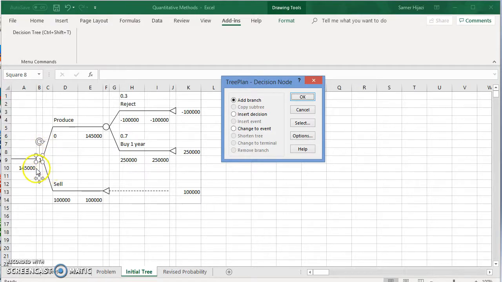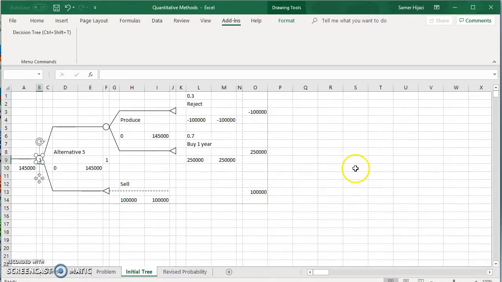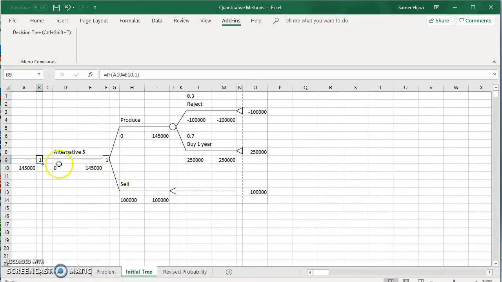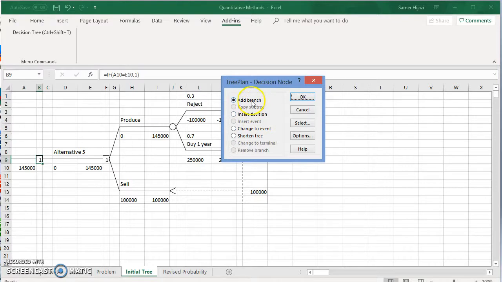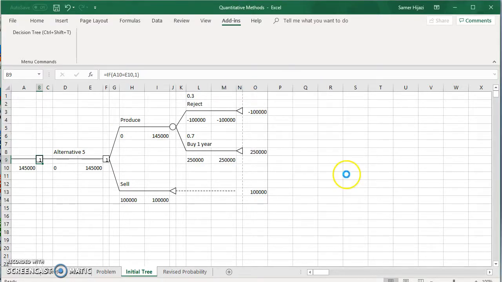See, as we talked about in the first video, depending on where you are in the tree, every time you press decision tree or Control-Shift-T, you will get a different window. So here I don't want to change it to an event, I don't want to add a branch, and I want to insert a decision. So now we have two decisions in a row. For this decision, I'm going to press one more time, and I'm going to add a branch, and I'll tell you why.